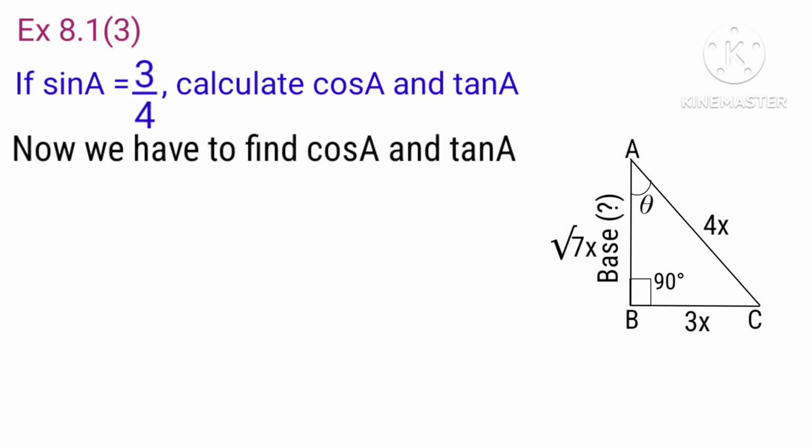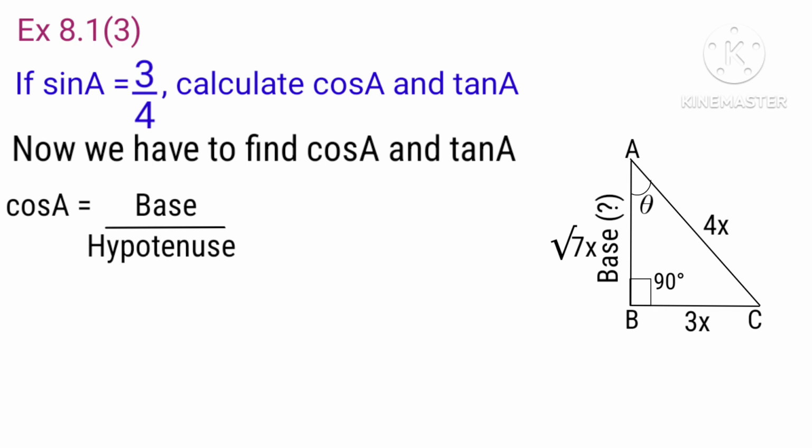Okay, now we need to find out cos A and tan A. So first, cos A is equal to base divided by hypotenuse. The base is AB and the hypotenuse is AC. So we'll get square root of 7x divided by 4x. So x and x will get cancelled. So I'll get square root of 7 divided by 4.